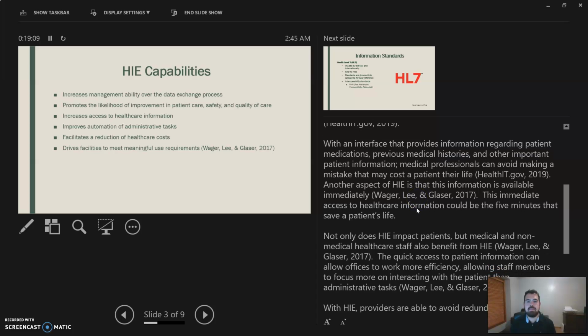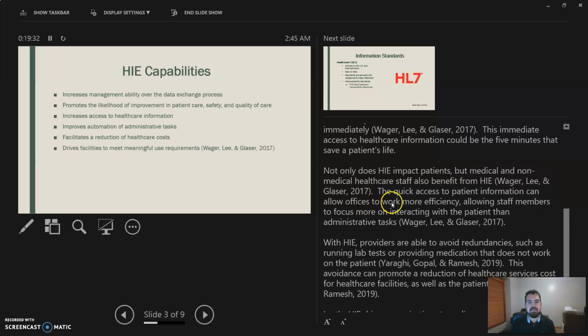With an interface that provides information regarding patient medications, previous medical histories, and other important medical information, medical professionals can avoid making a mistake that may cost the patient their life. Another aspect of HIE is that this information is available immediately. This immediate access to healthcare information could be the 5 minutes that saves the patient's life.